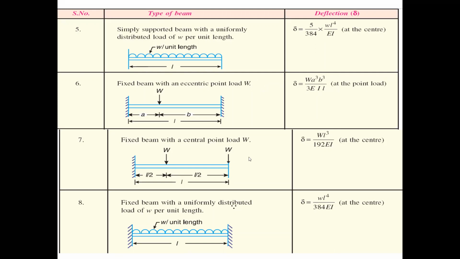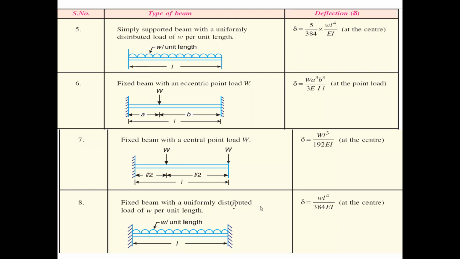And similarly, take a fixed beam with two point loads arranged here. When we arrange the two point loads, then again the static deflection value is delta equals WL cube by 192 EI.